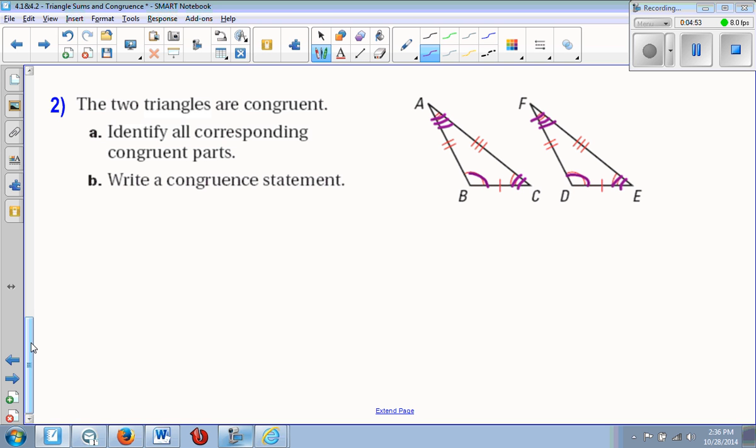Same thing can be said about the side lengths. BC has a single tick mark, as does DE. AB has a double, FD has a double. AC has a triple, and FE has a triple.